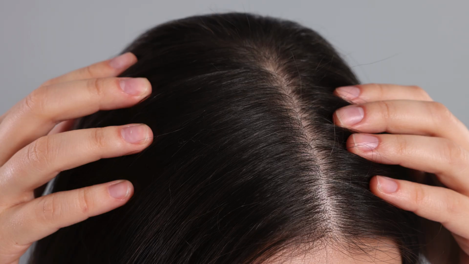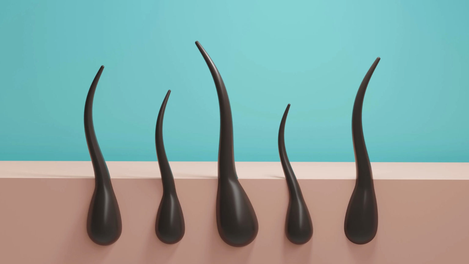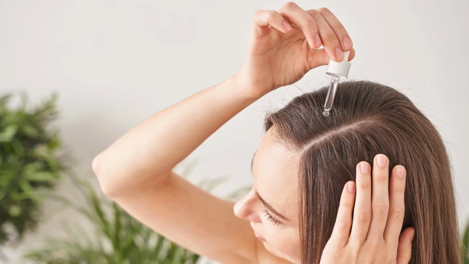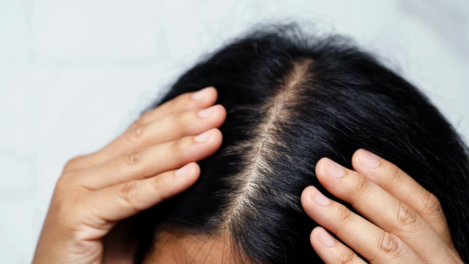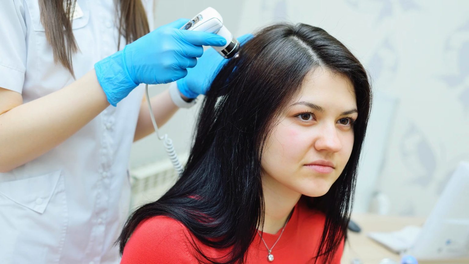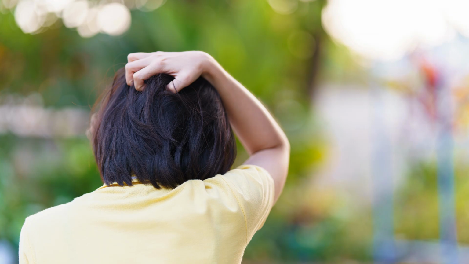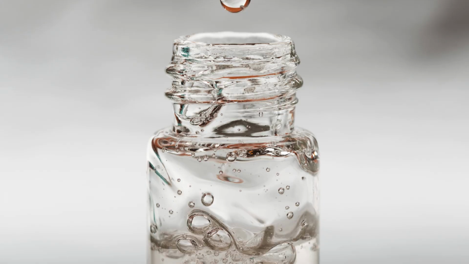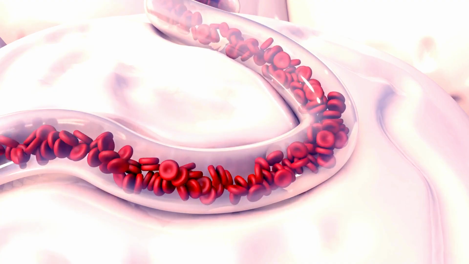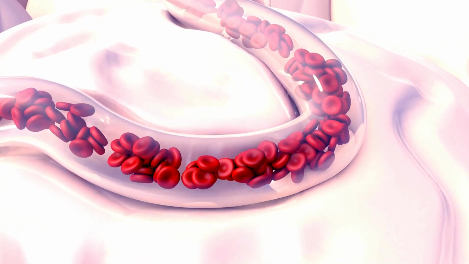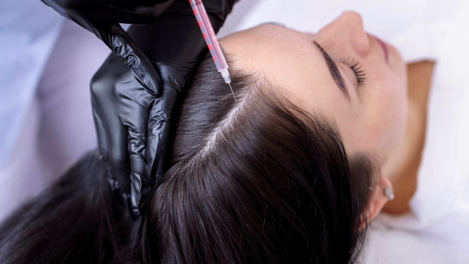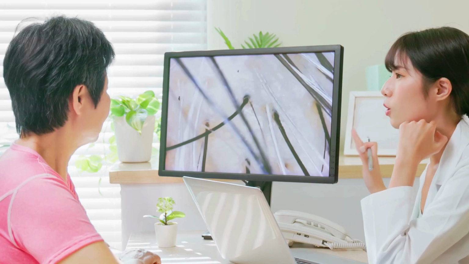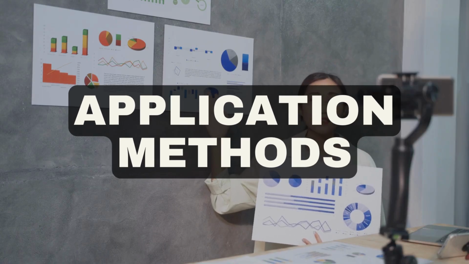Mechanism of action. A healthy scalp is crucial for optimal hair growth. Castor oil's moisturizing effect can help improve the scalp's overall condition, potentially reducing issues like dryness, itchiness, and dandruff. The ricinoleic acid in castor oil may enhance blood flow to the scalp. Increased circulation can mean better delivery of nutrients to hair follicles, which is essential for hair growth.